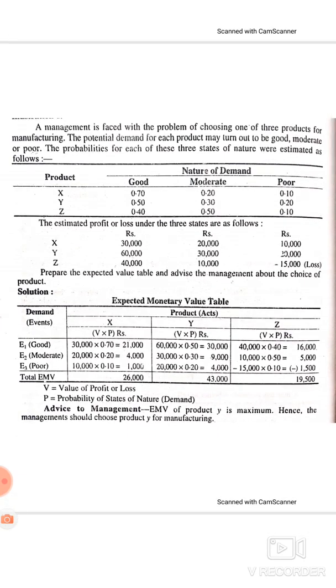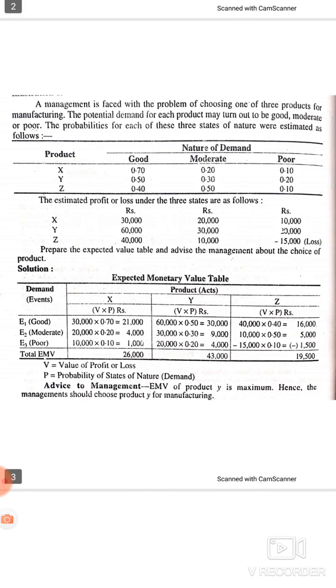Our management is faced with the problem of choosing one of three products for manufacturing. The potential demand for each product may turn out to be good, moderate or poor. The probabilities for each of these three states of nature are estimated as given, for products X, Y and Z, and the estimated profit or loss under the three states is given for products X, Y and Z. Now what you have to do is prepare an expected value table and advise the management about the choice of product. So first we will construct the expected monetary value table.